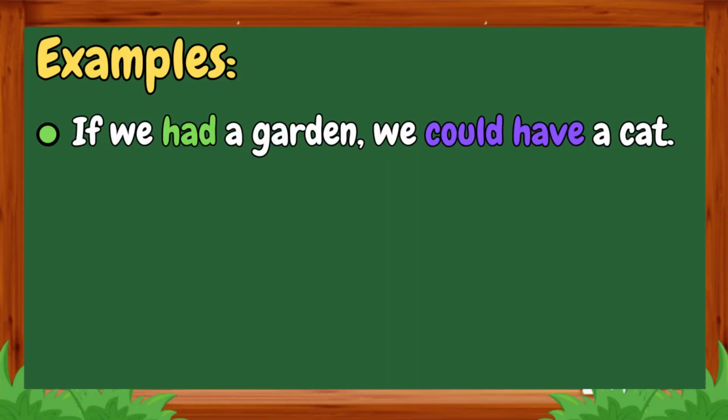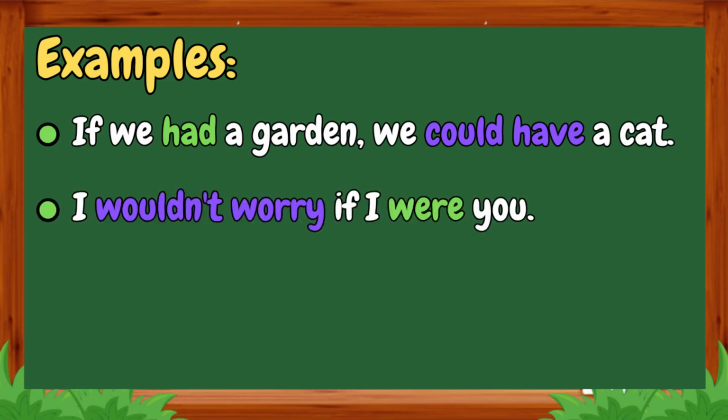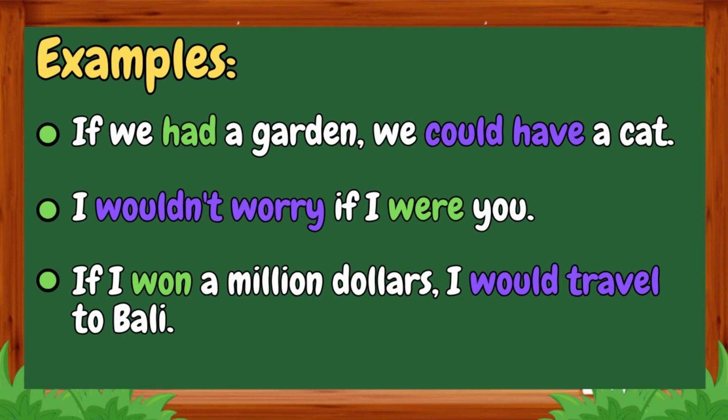If we had a garden, we could have a cat. I wouldn't worry if I were you. If I won $1 million, I would travel to Bali. So there you can again see in these examples the clear structure of the second conditional and how we apply it. Well, that is the second conditional. Let's move on to our third and final conditional.